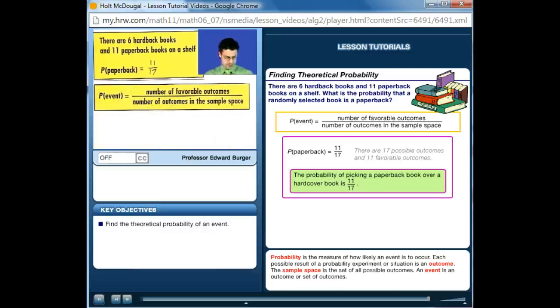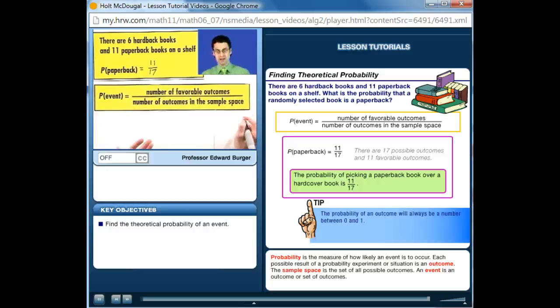Now, it's interesting to notice, if you look at this formula or the answer, that the probability of an event, this particular fraction, will always be a number between 0 and 1. We could write it as a percent, but if we write it as a decimal or a fraction, the number is always between 0 and 1. The closer that number is to 1, the more likely the event is to happen. The closer the number is to 0, the less likely it is, the more likely it is that it's not going to happen. 11 over 17 is fairly close to 1, so we would expect it's more likely than not that we pick out a paperback book.